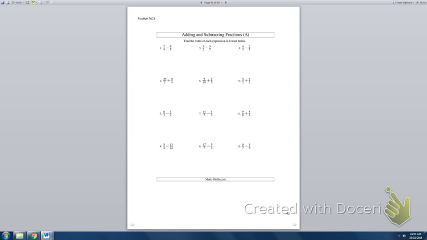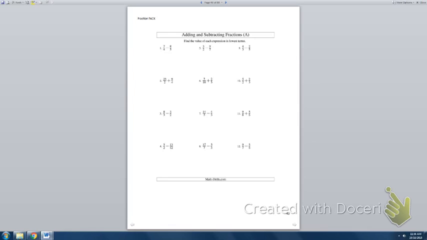Okay, I'm going to do a few more examples, but if you got the hang of it, you could probably just close out this video, or you can stay and watch a few more. This comes also from your pack. I believe it's on the next page, adding and subtracting fractions.